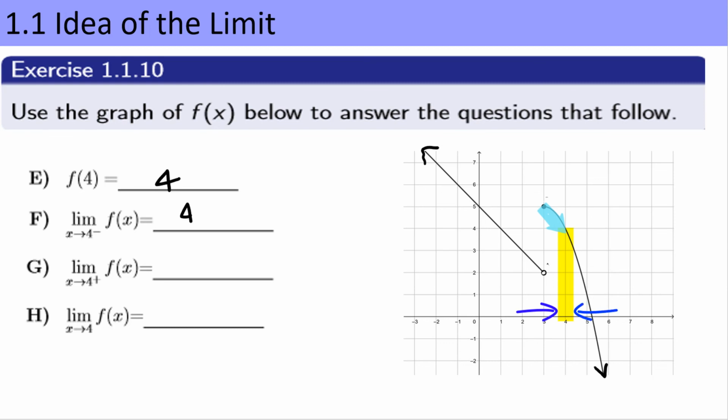If we approach 4 from the right on the x-axis and follow along on the graph, the function also approaches 4. And H, the limit as x approaches 4 of f of x. We glean from parts F and G that the left-hand and right-hand limits are 4. They are the same value. Therefore, the limit by itself with no left or right is also 4.